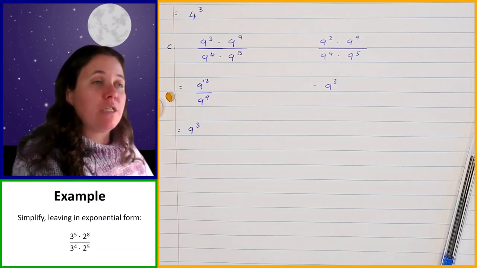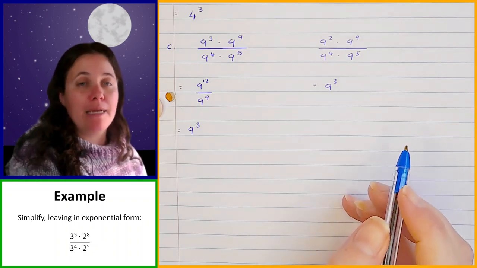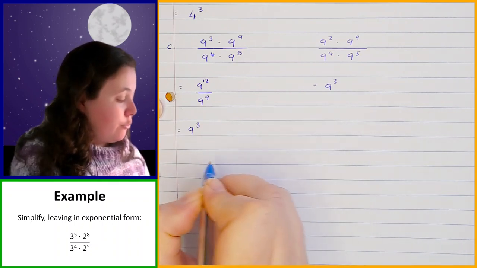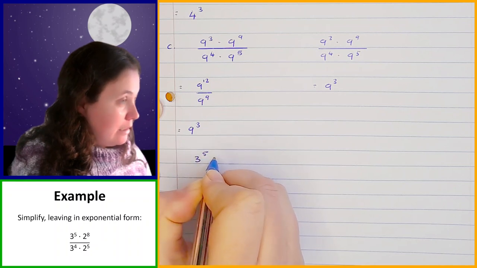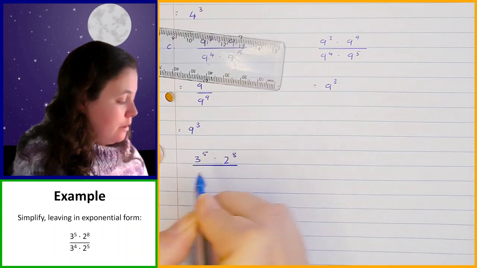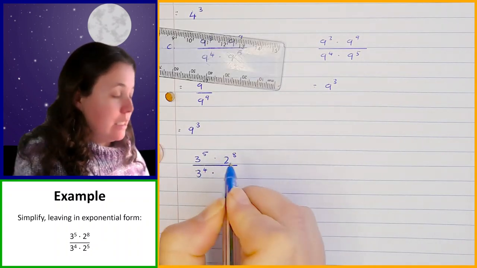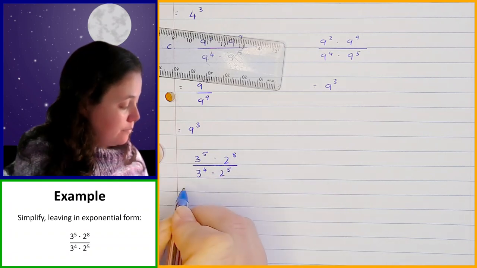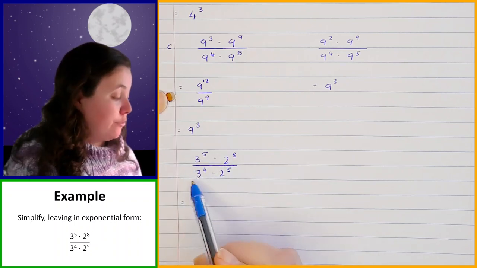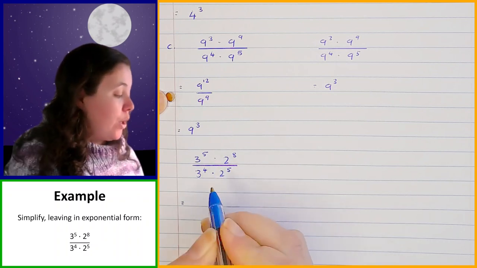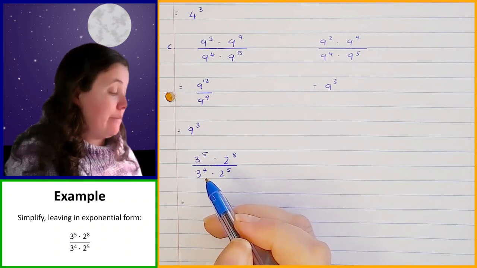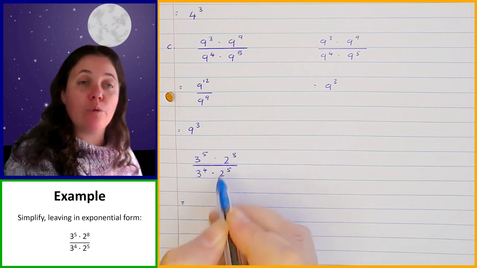Okay, so now let's have a look at another example where we don't only have one base, where we have more than one base in our question. In this example, we have 3 to the power of 5 times 2 to the power of 8 over 3 to the power of 4 times 2 to the power of 5. First of all, you'll see that we have two different bases. We've got 3s and we've got 2s as our bases. When we are doing questions like this, we always have to work with the same bases because that's what our rule works for. So I have to work with the 3s together and I have to work with the 2s together.